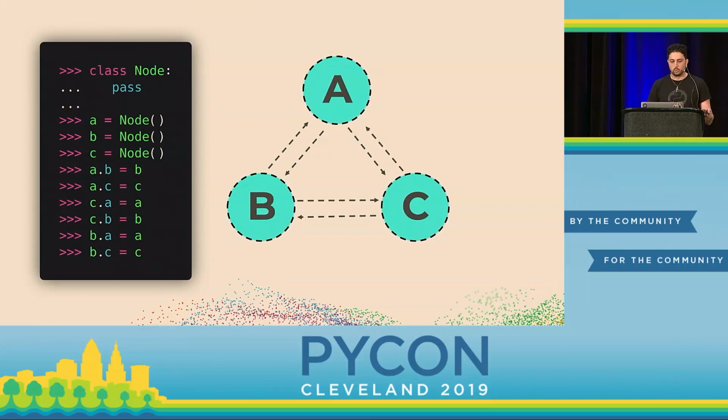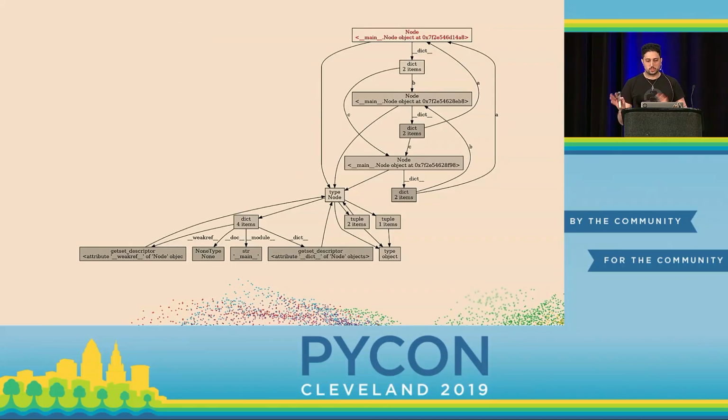You can create a class node. You can create 3 of them. And then setting attributes, you can basically make every node point to the other 2. The situation is actually more complex. This is an actual diagram of the relationship between all these classes.